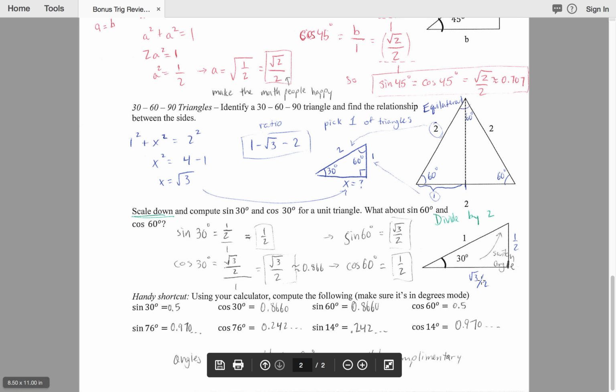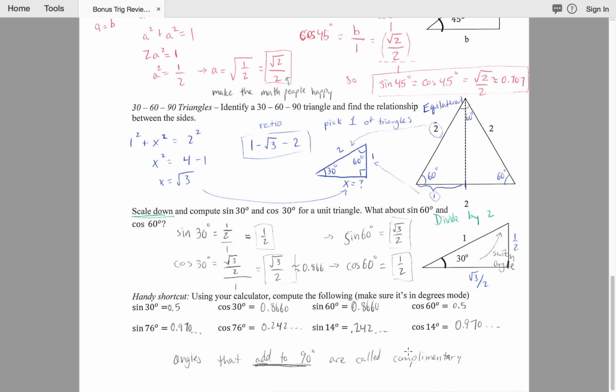Now, you can also do this with your calculator. You want to make sure that your calculator is in degrees mode, and the way to do that is to hit mode and make sure it's in degrees. Some of you guys who are in pre-cal or calculus may be using radians, and you'll have to make sure that you're in the correct mode. Anyway, I just want you to try a couple of these.